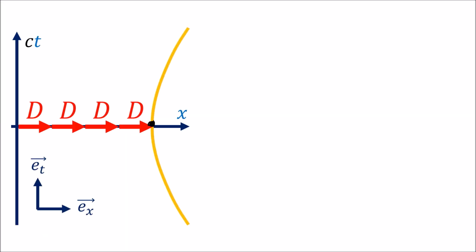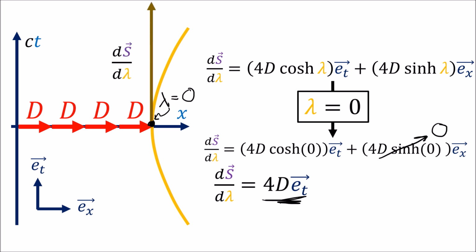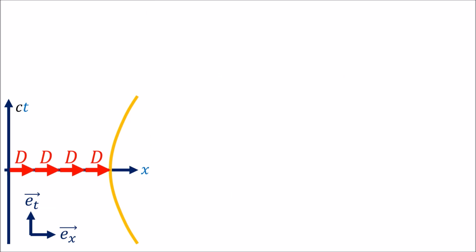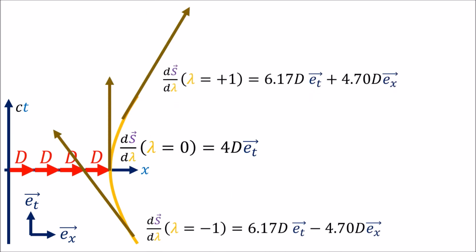When lambda is equal to 0 on the horizontal axis, sinh of 0 equals 0, and so this tangent vector is completely vertical in the time direction. If we plug in different values of lambda, we see that this tangent vector is in fact always tangent to our world line, as expected.